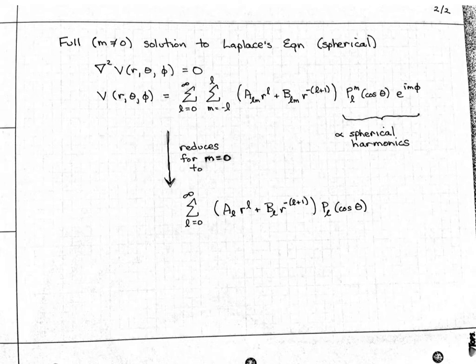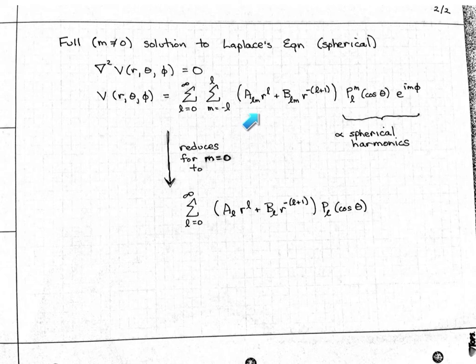So let's look at the full solution to Laplace's equation in spherical coordinates without azimuthal symmetry. That means not assuming m equals 0. So here's Laplace's equation, and after we've done our separation of variables, the full solution looks like this. We sum not only on the integration constant L, but for every given value of L, we sum over each associated value of the other integration constant m.